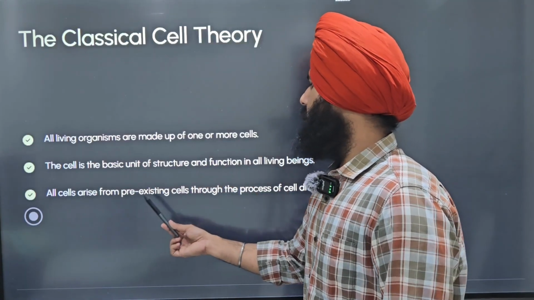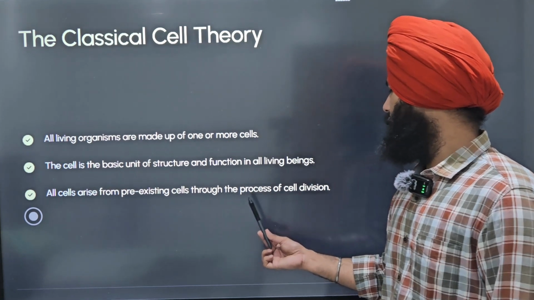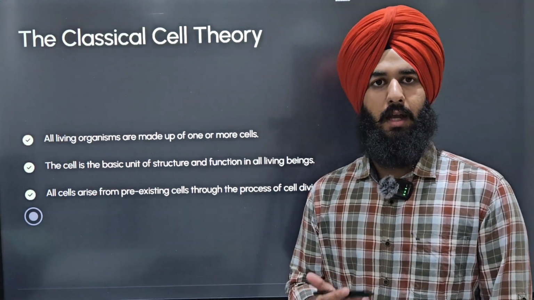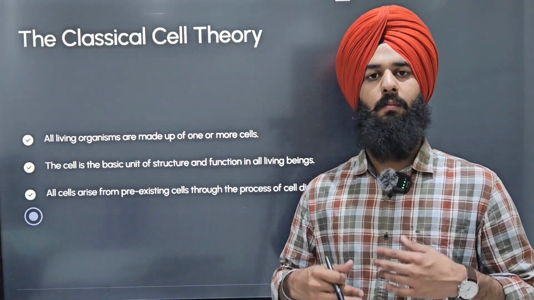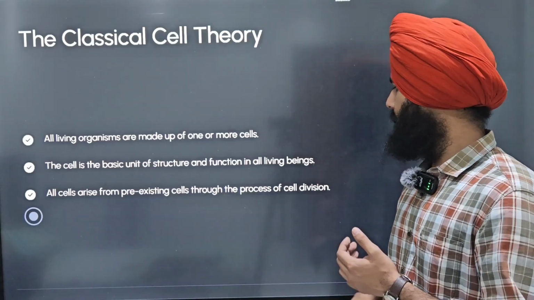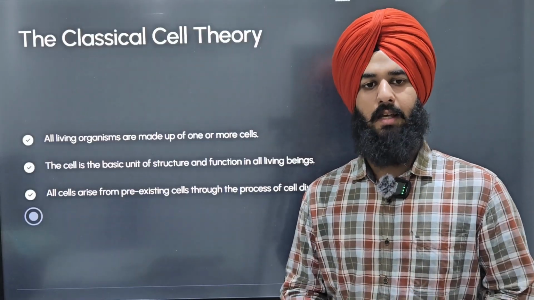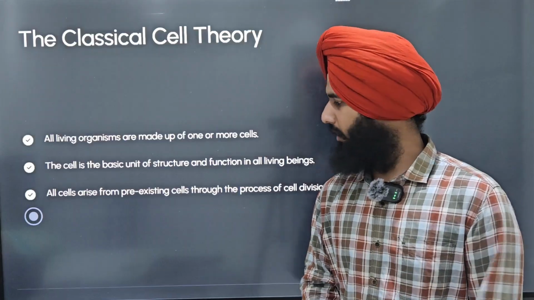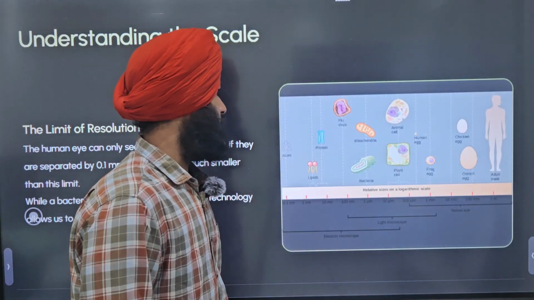All cells arise from pre-existing cells through the process of cell division. Any cell that there is will be born or will arise from a previous cell, which will be divided into two parts.